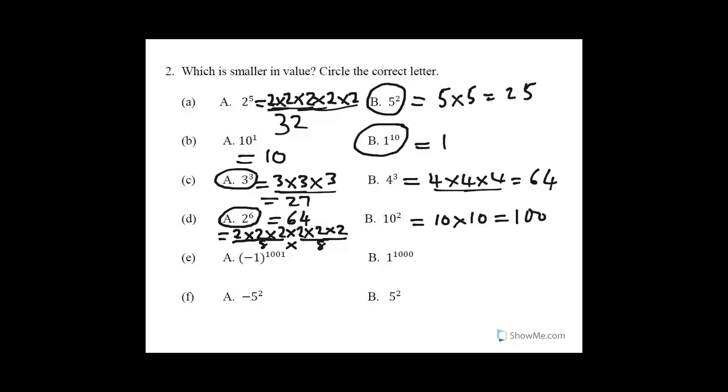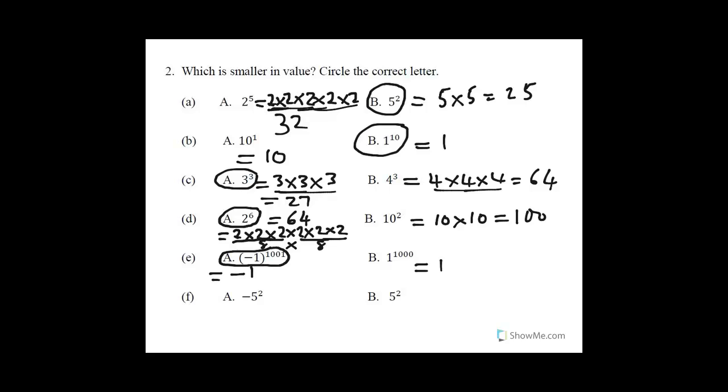Okay? Negative 1 to the power of 1001. 1001 is an odd number, just like earlier when we had negative 1 to the 6, an even number, the power was even, the answer was a 1. When the power is odd, the answer is negative 1. So this should be negative 1, and this one should be 1. So the smaller one is obviously that one there.